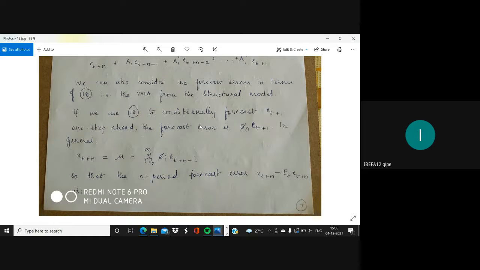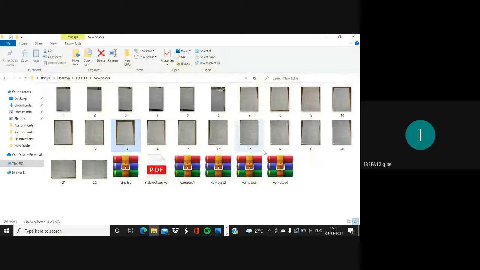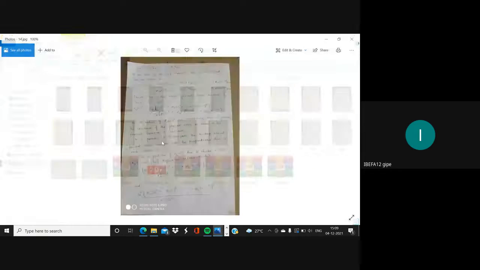So here this n step ahead forecast can be written in this form. Okay? And the one step ahead forecast error will be of this form. So the n step ahead forecast error will be xt plus n minus expectation of xt plus n. And we'll see what exactly the term is that is produced in the next page.